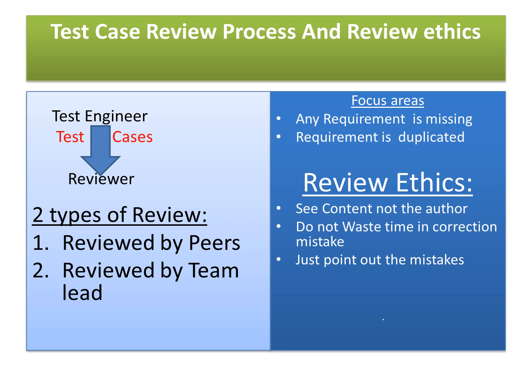In the review process, there are mainly two types of review. One is review by the peers and the second is review by the team lead. Today, let us look into both of these review processes. The first one is review by the peers. Review by the peers means it will get reviewed by our colleagues, maybe of the same experience level.